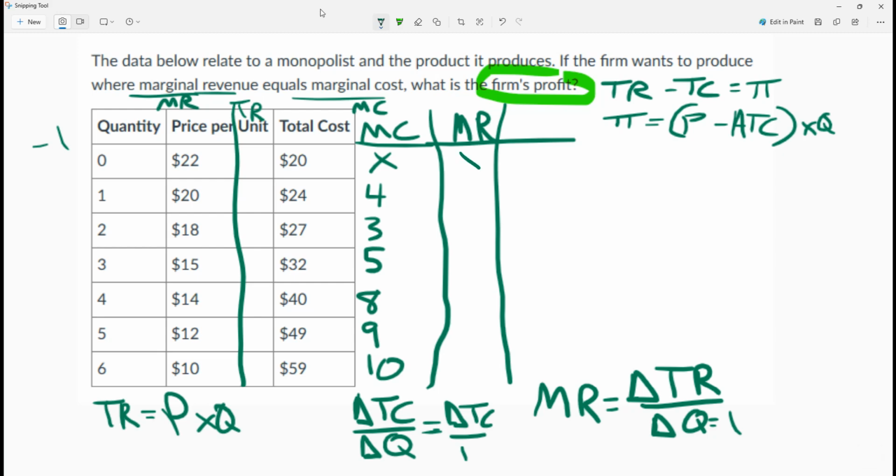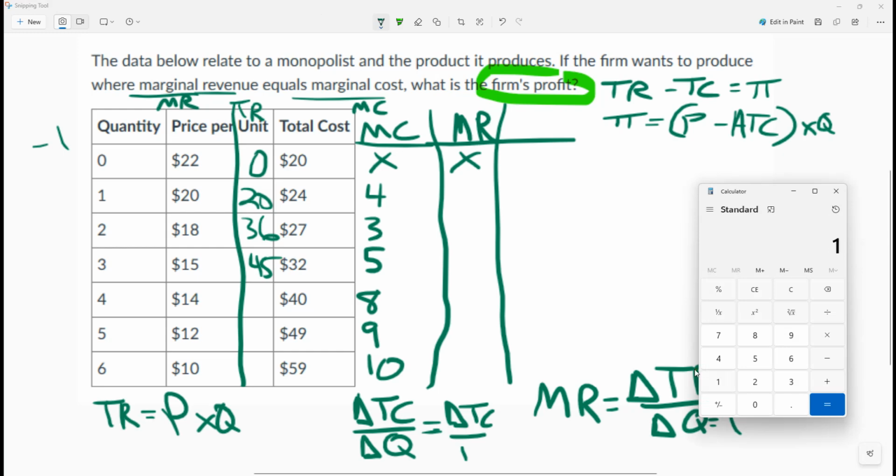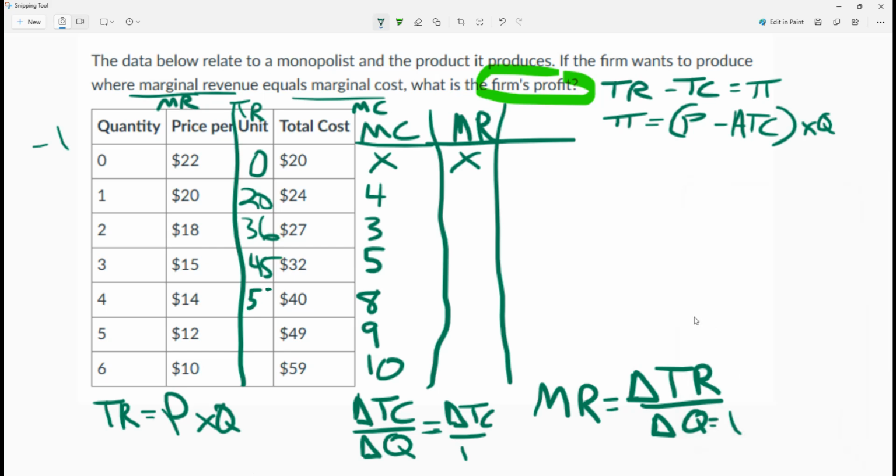But I don't have a marginal revenue there. Total revenue, price times quantity. So I'm going to try to do as much in my head as I can, but I might not be able to do everything. So 0 is the quantity times 22. That's going to be 0. 1 times 20 is 20. 18 times 2, 36. 45, and this is where I got to. So 14 times 4 is 56. And 5 times 12 is 60. And I did almost all of it in my head there. Okay, so I've got total revenue. I got that by multiplying price times quantity.